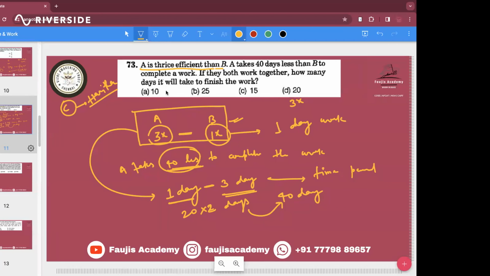Look, you may or may not want to introduce the variable. So if A is thrice as efficient as B, that means in 1 day, if B is able to do X work, A will be able to do 3X work. This is the 1 day work. And total work, as we have talked about, should be the LCM. The LCM of X and 3X will be 3X.